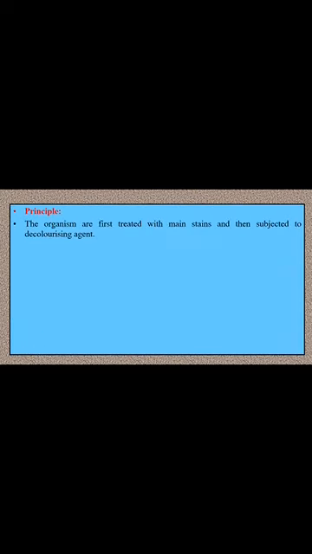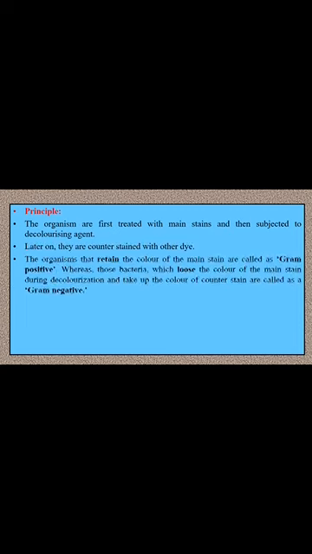Principle: the organisms are first treated with the main stain and then subjected to a decolorizing agent. Later on, they are counterstained with another dye. The organisms that retain the color of the main stain are called gram-positive, whereas those bacteria which lose the color of the main stain during decolorization and take up the color of the counterstain are called gram-negative bacteria. This is the main principle of gram staining.